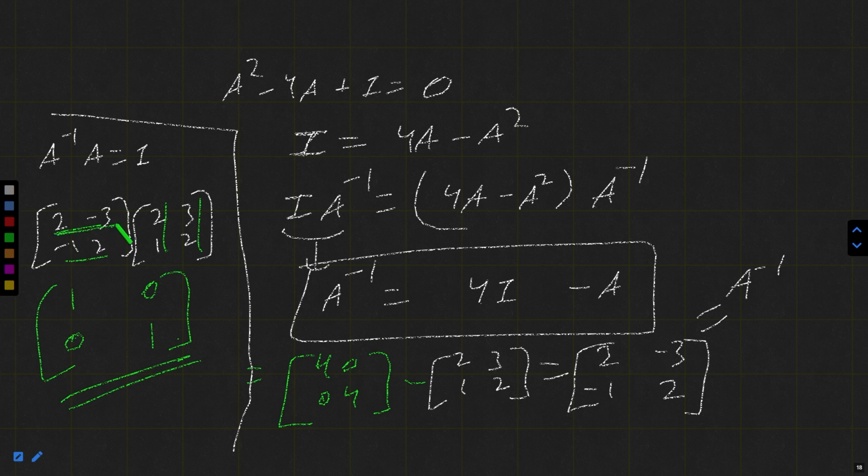This entry will be 2 multiplied by 2, which is 4, and minus 3 multiplied with 1 will give you minus 3, giving 1. So we verified that indeed we are getting the correct inverse. I hope that it is easy.